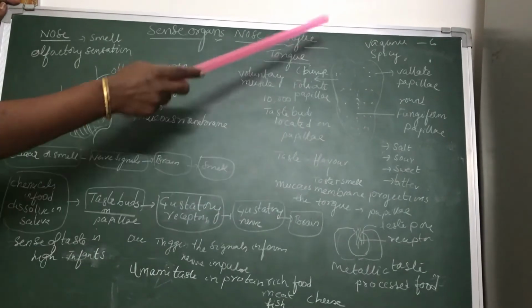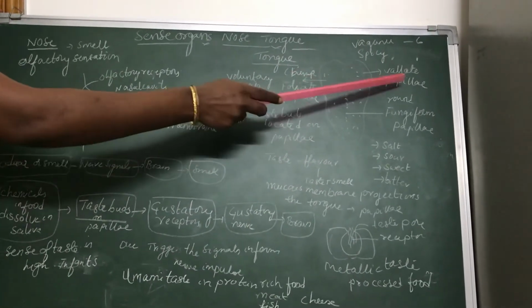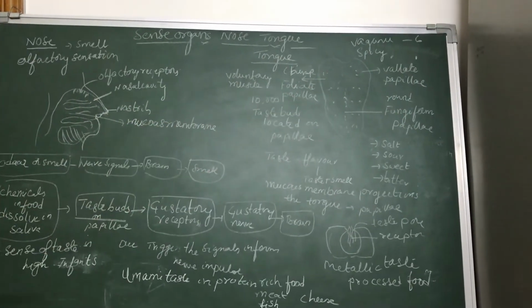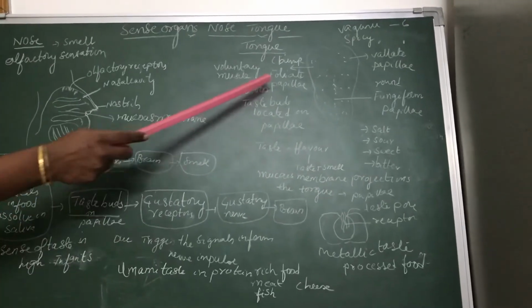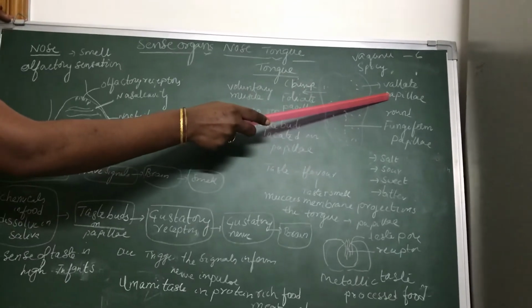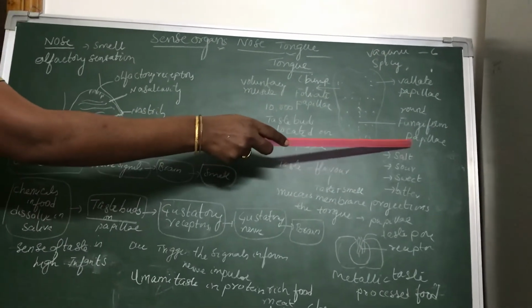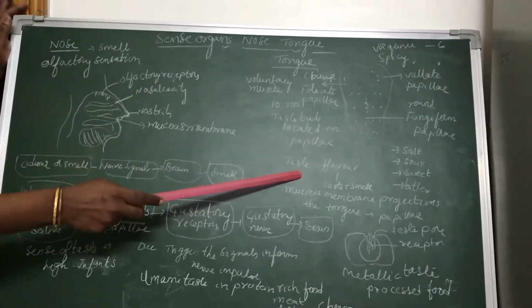These papillae are of different types: foliate papillae, vallate papillae, fungiform papillae, and filiform papillae. In the filiform papillae, no taste buds are present. The foliate papillae are bump-like structures, vallate papillae are large round-like structures, and fungiform are also round-like structures. These papillae contain taste buds.